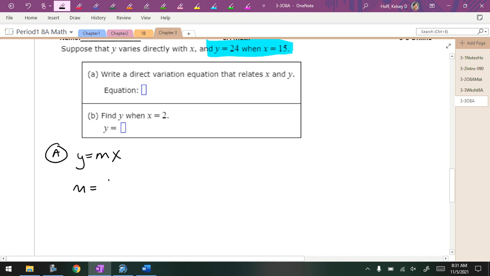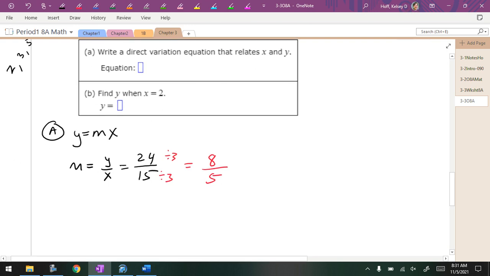M equals y over x, right? What's your y value? What's your x value? 15. Now, it's always best that you reduce. What numbers should you always try to divide out? 2s, 3s, 5s. Can you divide a 2 out of 15? No, it's odd. Can you divide a 3 out? Yes. You got 5 on the bottom. What do you have on the top? 8. Can you reduce 8 over 5? So what is your equation for A?